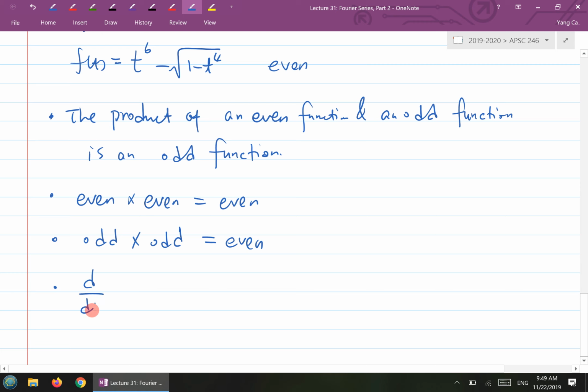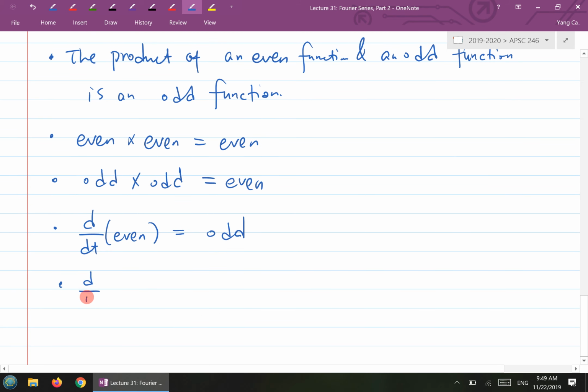And the derivative of an even function. When you take the derivative of an even function, you get an odd function. That's pretty interesting. But if you take the derivative of an odd function, you get an even function.